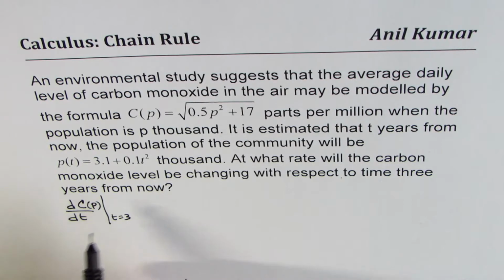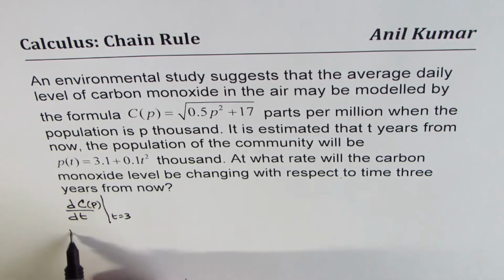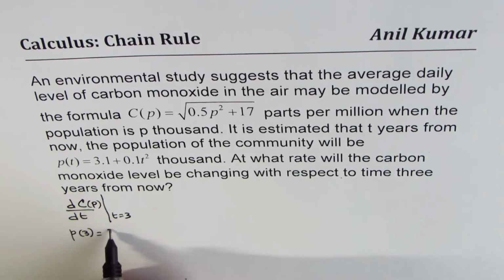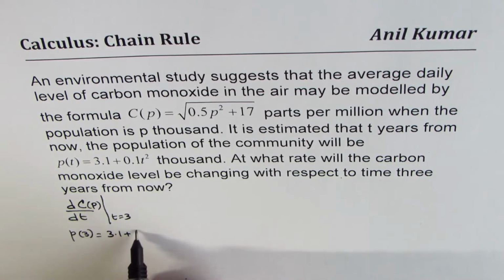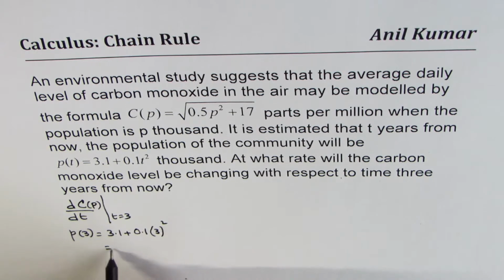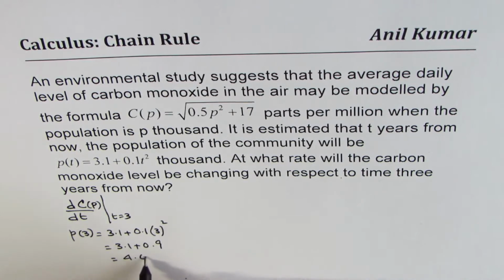So at T equals 3, we can also calculate what the population will be. So we can write P(3) equals. This population is in thousands, right? So we get 3.1 plus 0.1 times 3 squared, which is 3.1 plus 0.9. 3 squared is 9, 9 times 0.1 is 0.9. So we get 4.0, that is 4,000, right? So that's the value at T equals 3.